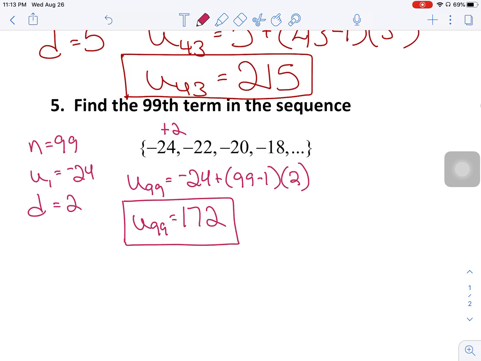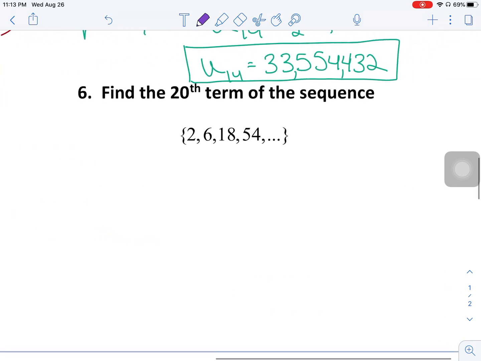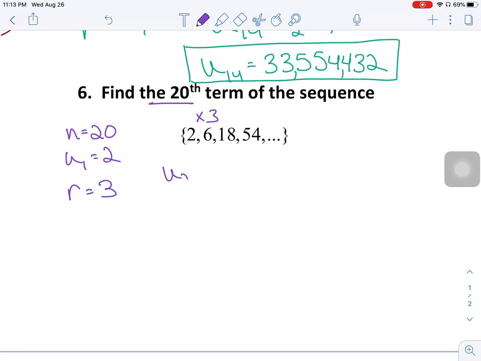Okay. And last but not least, example number 6 here. Find the 20th term, so n is equal to 20, u sub 1 is equal to 2. To get from 2 to 6, and then 6 to 18, and then 18 to 54, you are multiplying times 3 each time. So that means my common ratio is 3. So let's see, u sub 20 is equal to my first term times my common ratio raised to the n minus 1 power.